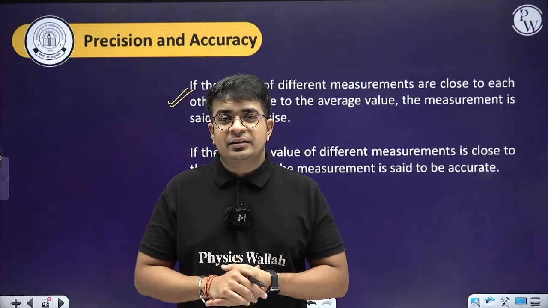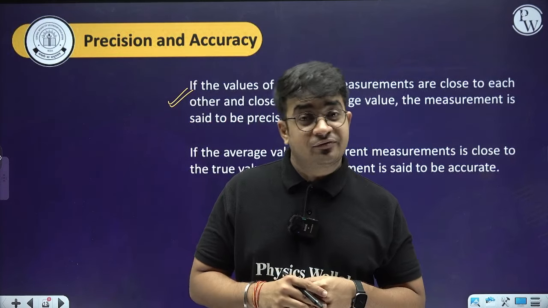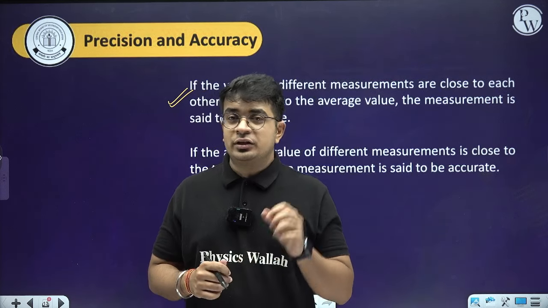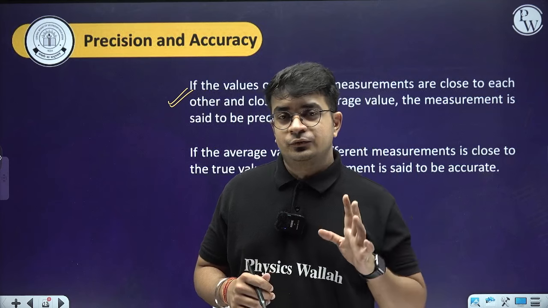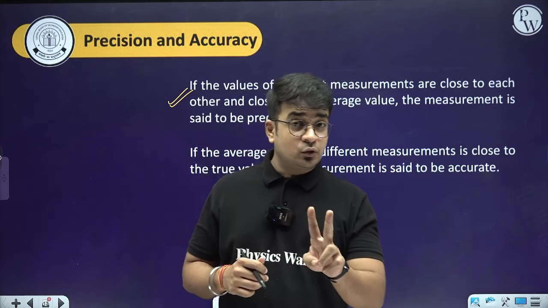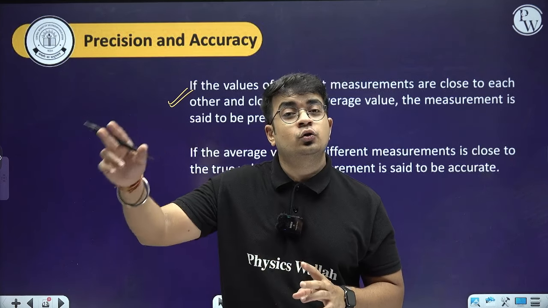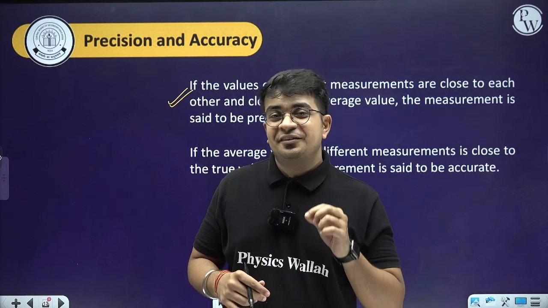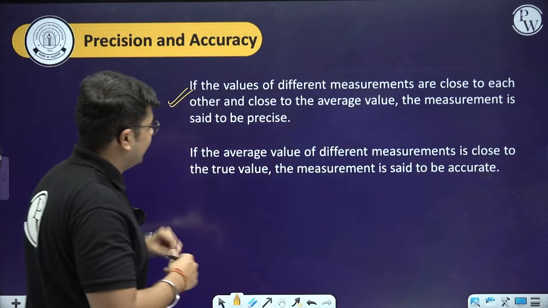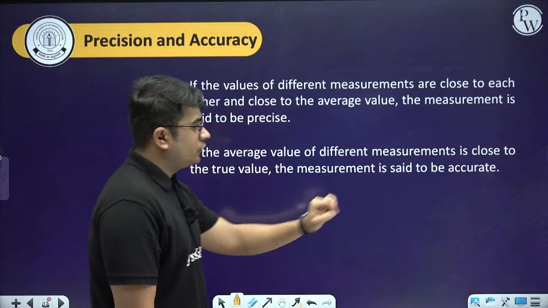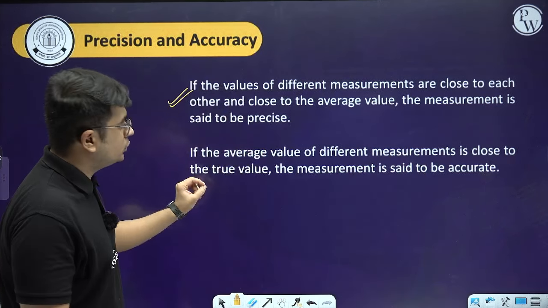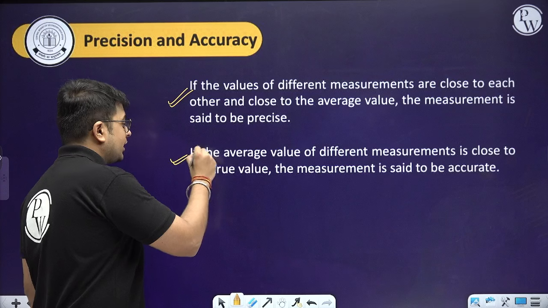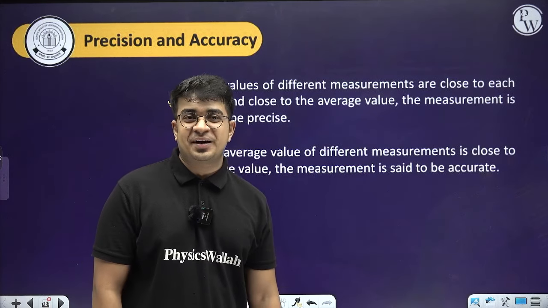Now this time the first measurement value comes out as 1.99 and the second time it comes out as 2. So I can say that both the values are very close to the true value. It means the result is going to be very, very accurate. And that's the definition: if the average value of different measurements is close to the true value, the measurement is said to be accurate. I hope this part is clear.